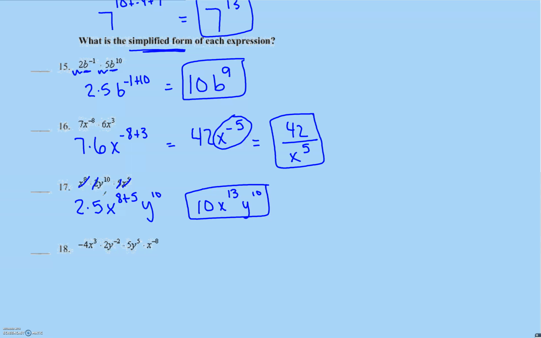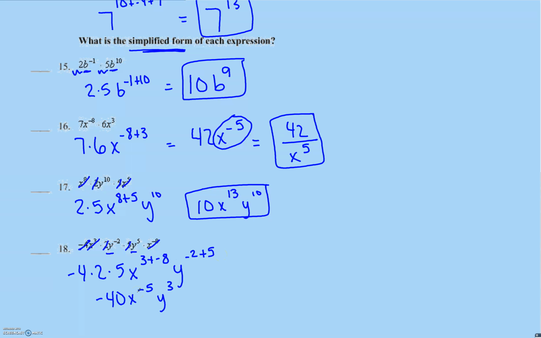18. Negative 4 times 2 times 5. I can multiply all of my number parts. My x's, I have 3 plus negative 8. My y's, I have negative 2 plus 5. Negative 4 times 2 times 5 is negative 40. X to the negative 5, y cubed when I combine those exponents.